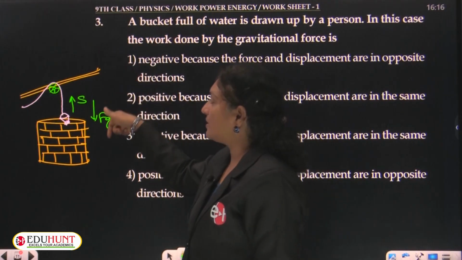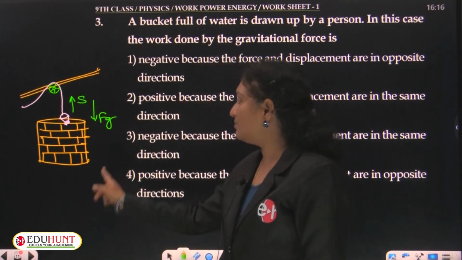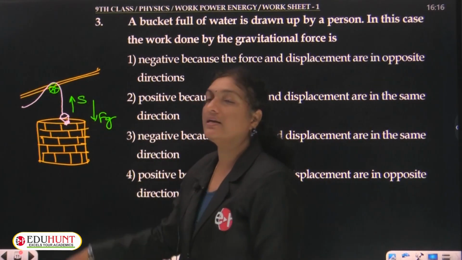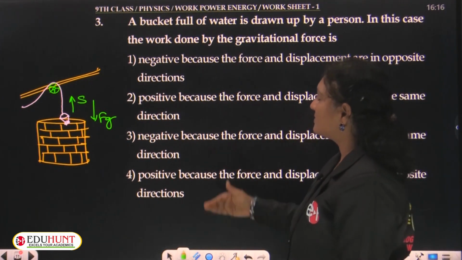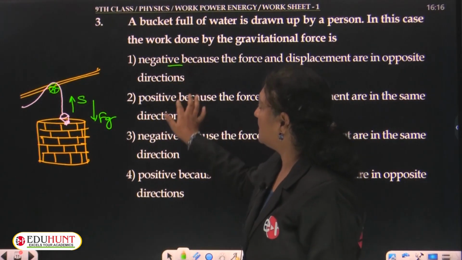So, the direction of the gravitational force as well as the direction of the displacement of the bucket both are in opposite direction. In this case, what type of work is said to be done, children? Negative work done. So, which one gives the correct option? Is it negative or positive? No doubt it is negative.